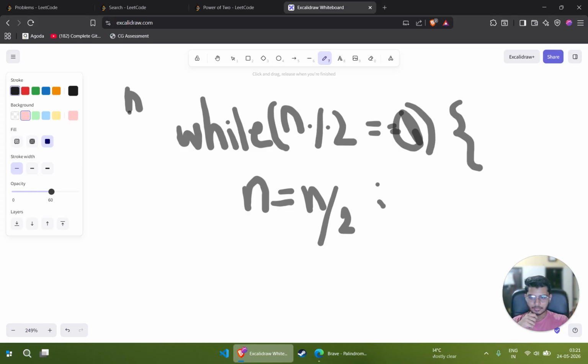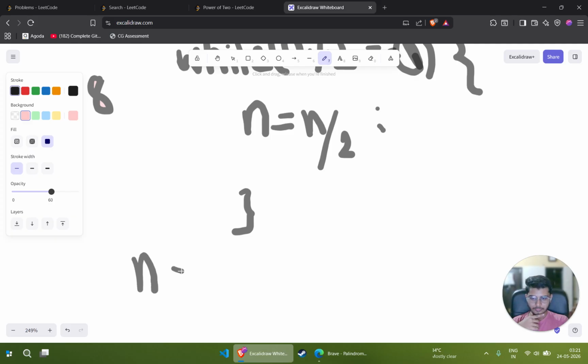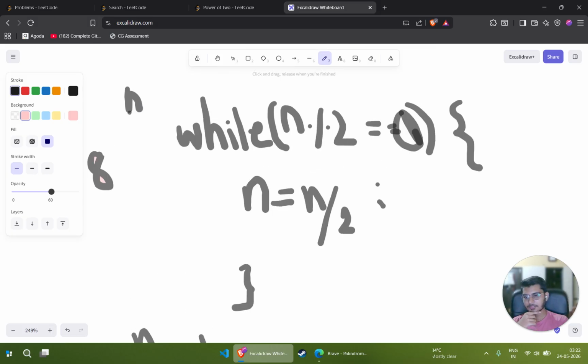What we are trying to do is, let's take the example of 8. 8 is divisible by 2, so its remainder is 0. If we divide it by 2, we get 4. We assign that number back to the given input so that the process can be repeated. If the number, after being divided by 2, is again divisible by 2 with remainder 0, and so on, it is a power of 2 if at the end n is equal to 1.